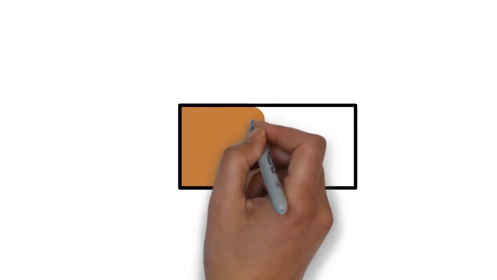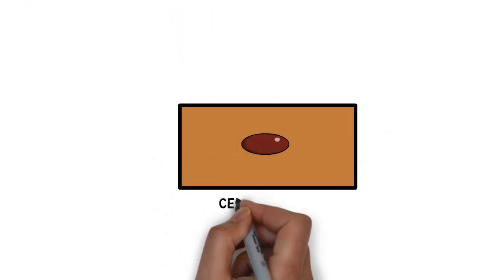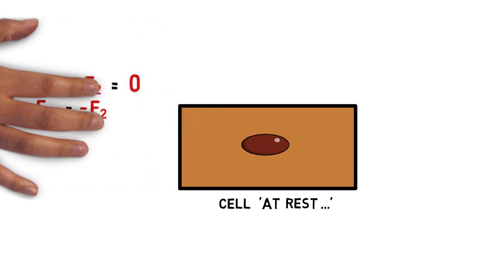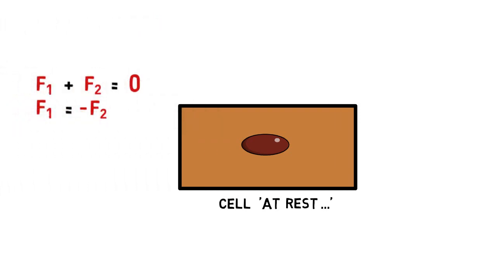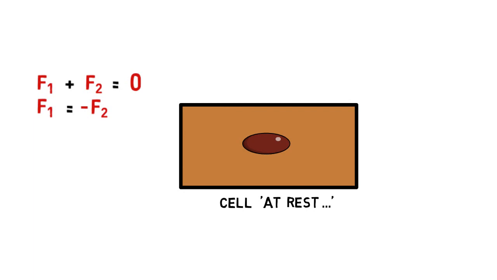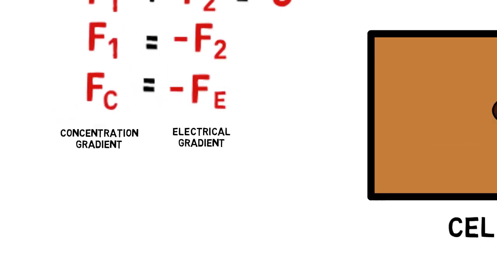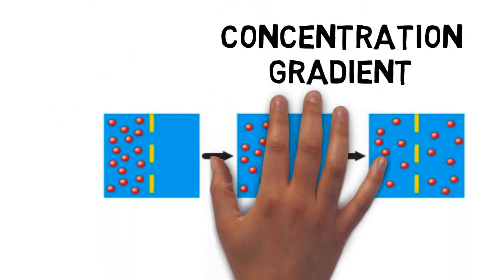Now what about a cell at rest? There must be a force at play here as well, and they must balance each other out so that the net force is zero. From a simple derivation of the formula, we can conclude that they also must be in opposite direction to each other, denoted by the symbols positive and negative here. So what are the forces at play? They are the concentration and electrical gradient. Let's try to explore them individually. We will first begin with concentration gradient.